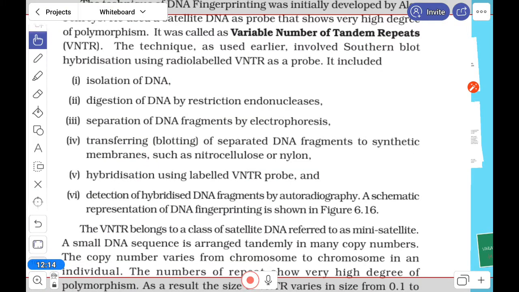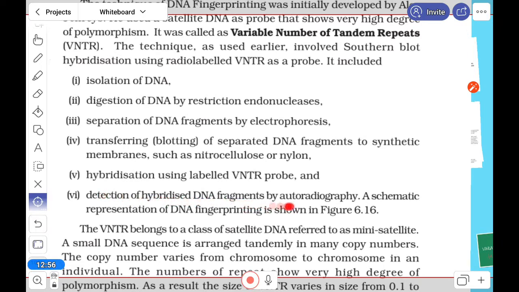So here are the steps. First, isolation of the DNA, digestion by the restriction endonuclease, separation of the fragments by gel electrophoresis, then transferring by blotting onto the nitrocellulose membrane. Okay, up to here we have completed. Now, hybridization using a labeled VNTR probe. The probe concept we will get to afterwards. The probe means a complementary strand which can detect. It can be radioactive or fluorescent. Nowadays it is used; I'll discuss that in biotechnology.